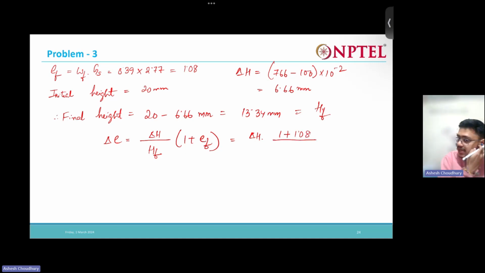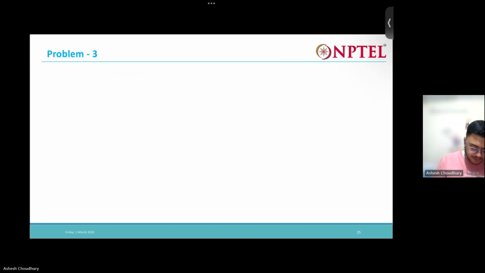So for each delta H, you will put it in and we will get the delta E. Okay, we'll see how to do that. So this will come out as 0.156 delta H, and this is in mm. Okay, now what to do? Now let us make a table.